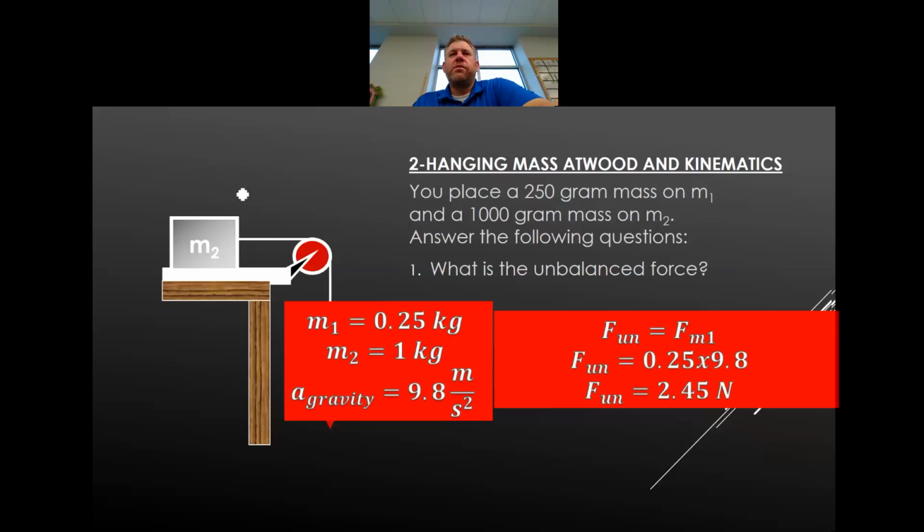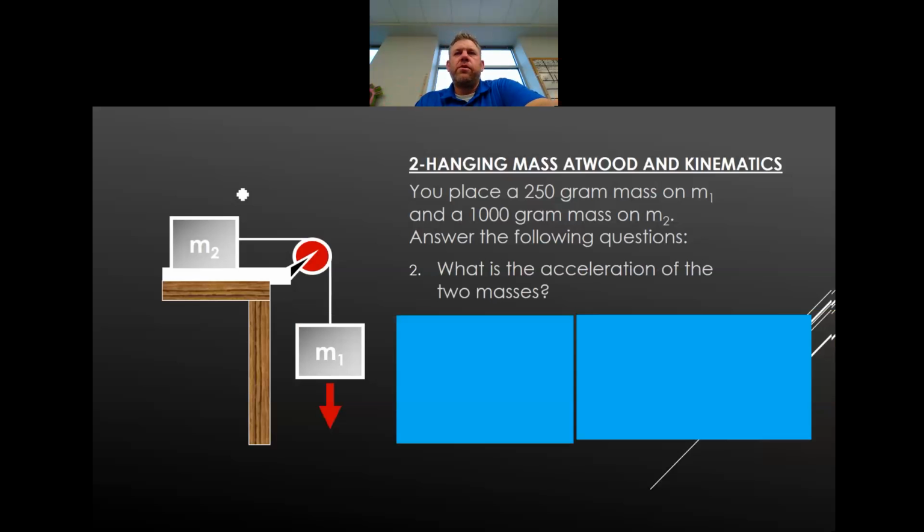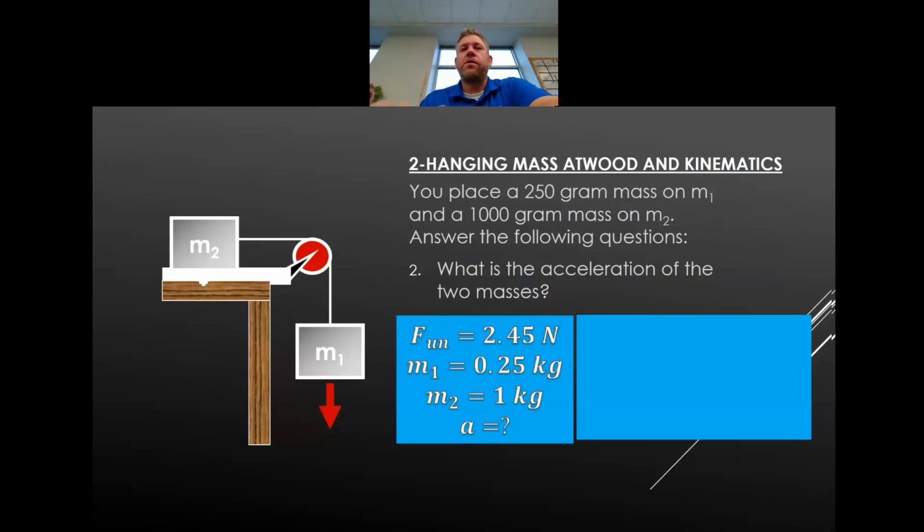So what we find is we take the 0.25 times 9.8. Our force here is 2.45 newtons. What is the acceleration of the two masses? So now we know the force, which was created by this one hanging here. Remember this one on the table? It's not going to move, at least due to gravity, because the table's pushing back up against it. So our force is 2.45.